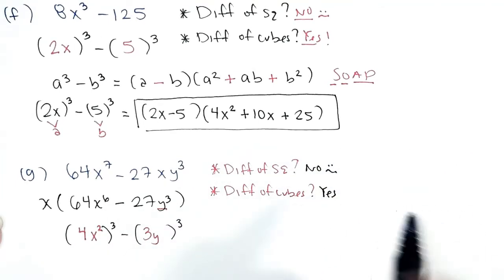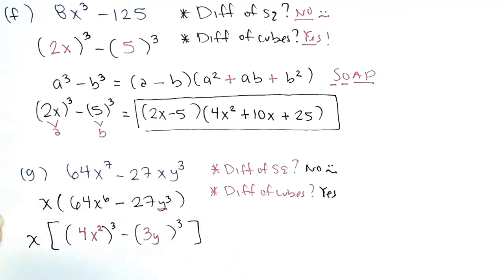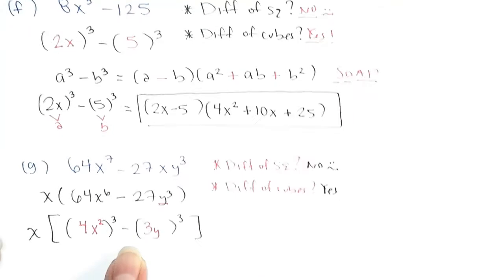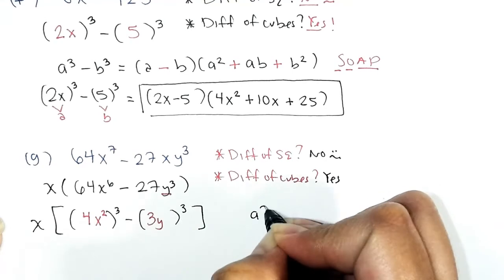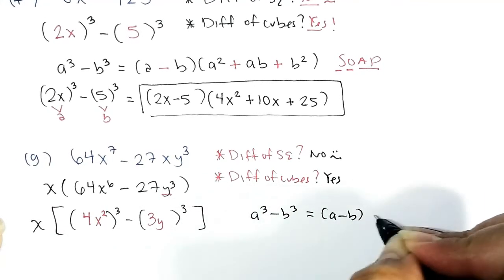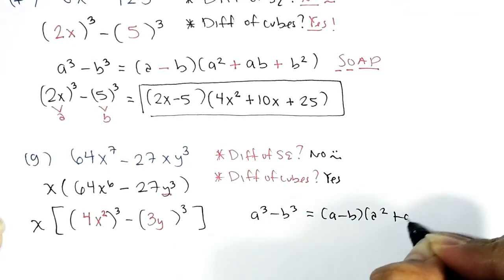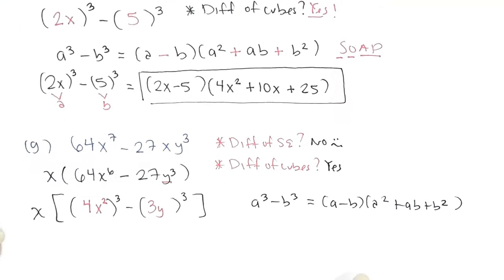So let me go ahead and bring down the times x. If this is our question, what will be the answer? Let me write down the formula on the side because I got a common factor over here. So we got a cubed minus b cubed. That should be a minus b, a squared plus ab plus b squared. Oh, sorry, I forgot to write that down, so my bad. Okay, cool. So let's identify a and b.